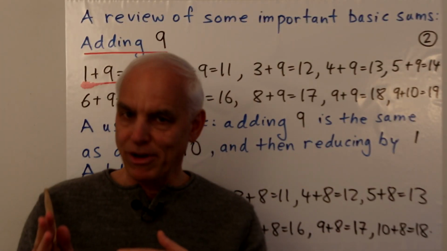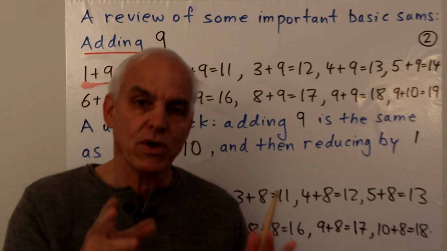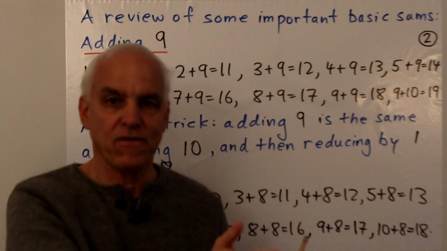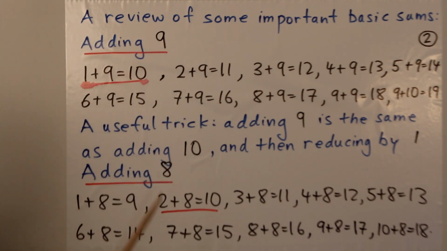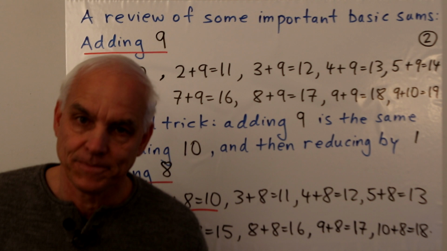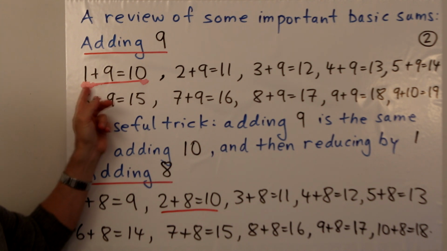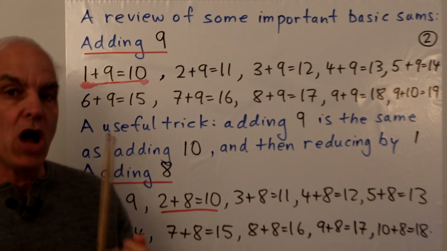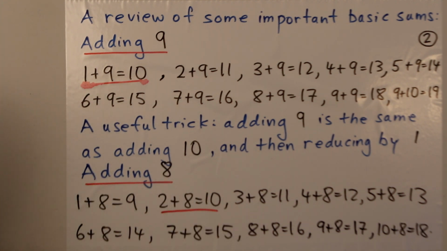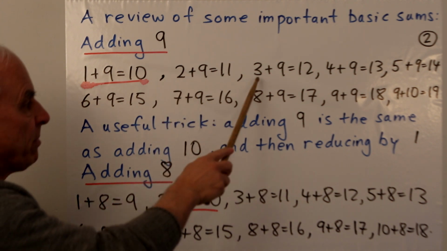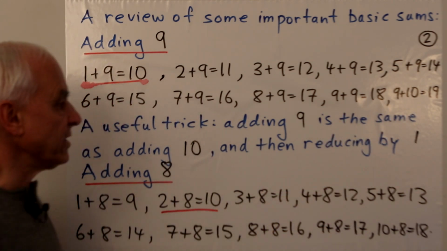Now that basic addition table has a lot of information. It's relatively compressed. It's useful also to show kids that information in different forms, maybe piece by piece. So for example, let's review some important basic sums starting with adding 9. Okay, so if we add 9 to 1, we get 10. That's particularly important because 1 and 9 are complements. Remember, two numbers are complements when their sum is exactly 10. 2 plus 9 is 11. 3 plus 9 is 12. 4 plus 9 is 13, and so on all the way up to 9 plus 10 equals 19.